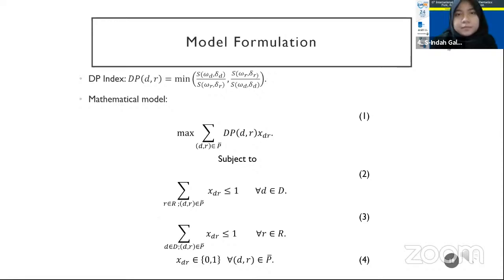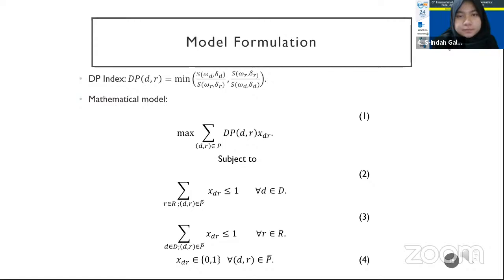We move to model formulation. We first take a look at the definition of the DP index. It is the minimum ratio between the travel distance from the driver's origin to the driver's destination and the travel distance from the rider's origin to the rider's destination. So the mathematical model is shown in the slide.